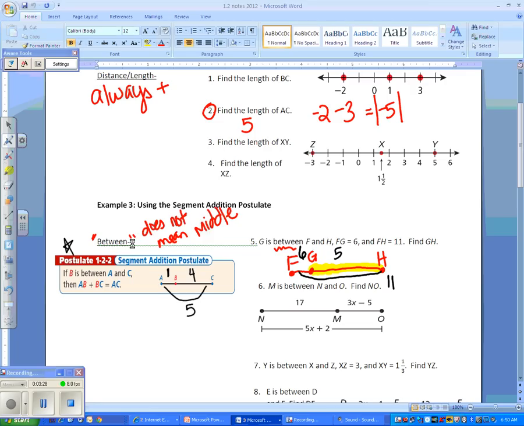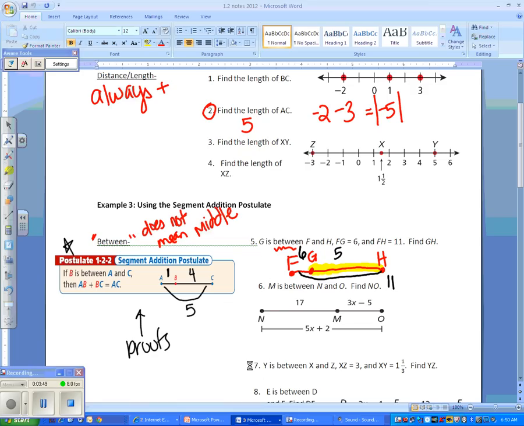Okay, so segment means we're talking about line segments. Addition means we're going to add up the two smaller pieces to make the whole piece. And postulate is a fancy word for something that we can believe to be true. So segment addition postulate is important. We use this for proofs, which we will be doing next chapter. Okay, so number 5 was an easy one.